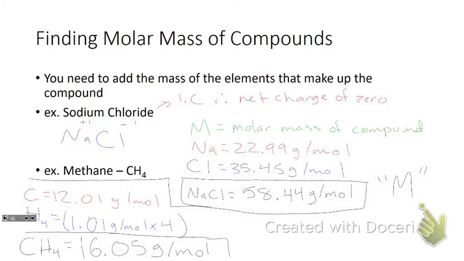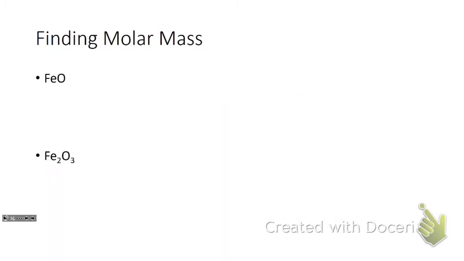Okay, so the molar mass of sodium chloride is always going to be 58.44 grams per mole. The molar mass of methane will always be 16.05 grams per mole. Okay? Always. These molar masses will not change. All good? Okay, so you guys try these on your own, please.